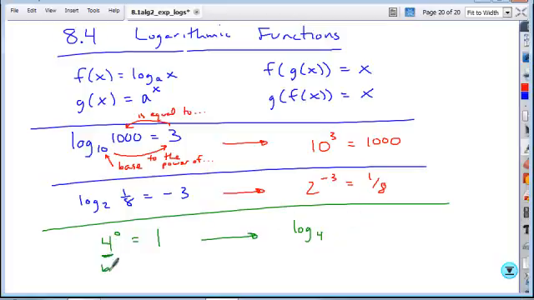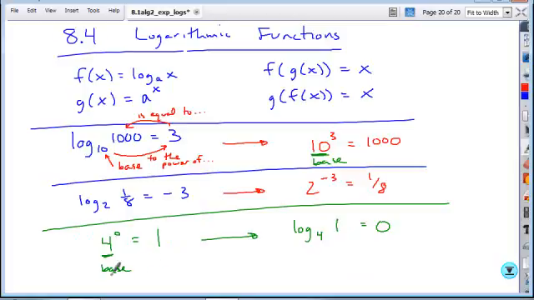So here's our base. If you look at the way that we transform this, here's our base, and then it's equal to whatever the power is. So what is this whole thing going to be equal to? 0. And then what you set your exponent equal to is really what's inside your log. So this value of 1 is inside our log. So log base 4 of 1 is equal to 0. That would be the logarithmic form of this exponential form.